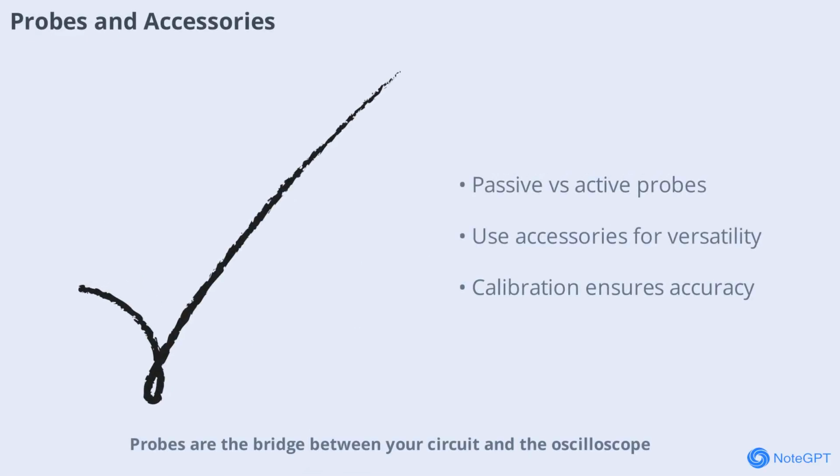Probes are the bridge between your circuit and the oscilloscope. Choosing the right probe is crucial for accurate measurements. Passive probes are common for general use, while active probes are used for high-frequency signals. Accessories like probe hooks, ground leads, and adapters further enhance measurement capabilities. Proper care and calibration of probes ensure reliable results every time.